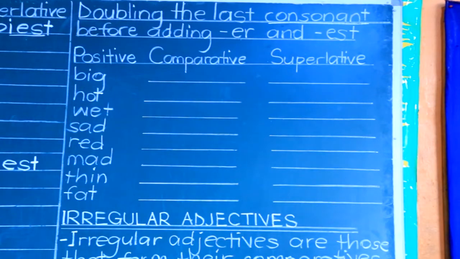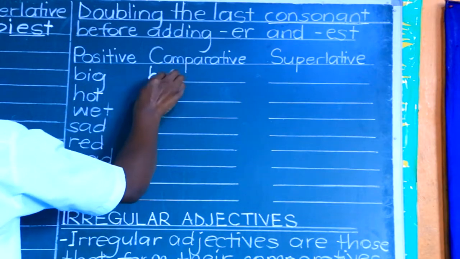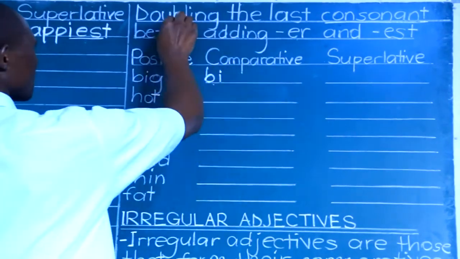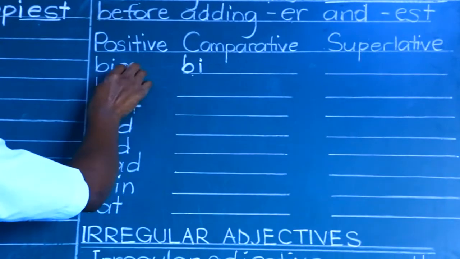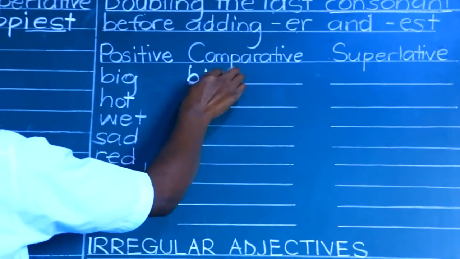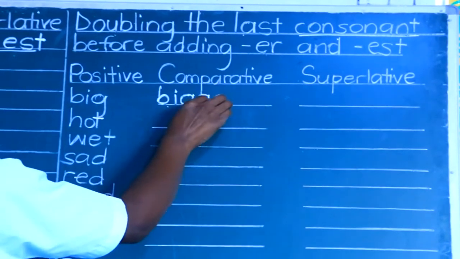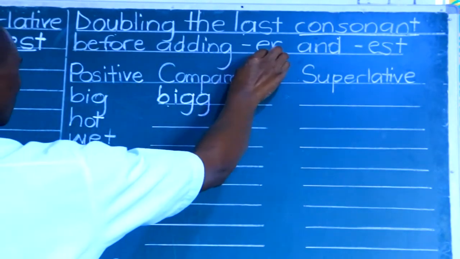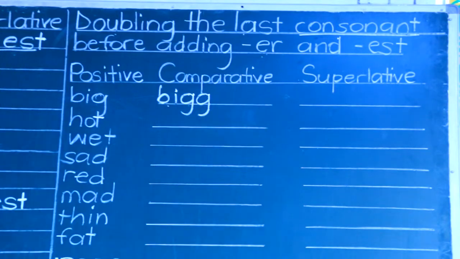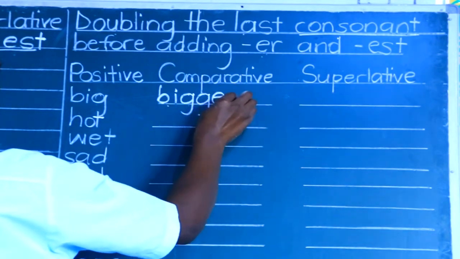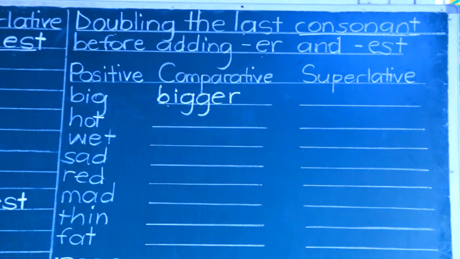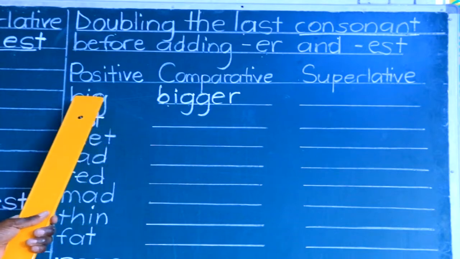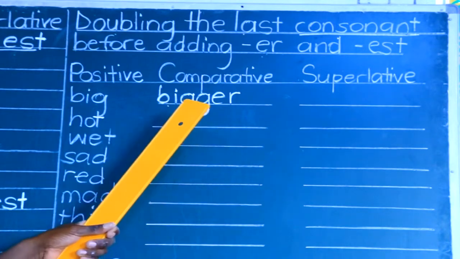Okay, doubling the last consonant before adding ER and EST. Let's look at them. We have the positive degree, the comparative degree, and the superlative degree. From big, what's the comparative? BI. What does the teacher tell us? To double the last consonant. The last consonant is G. We're going to write it twice. That's doubling it. BI double G. Before adding ER, I've already doubled. Now I am free to add ER. I have successfully formed the comparative form of the adjective big as bigger.